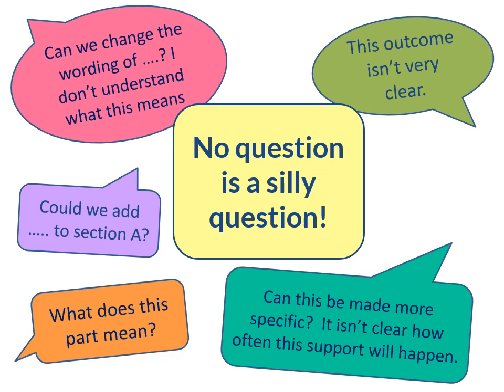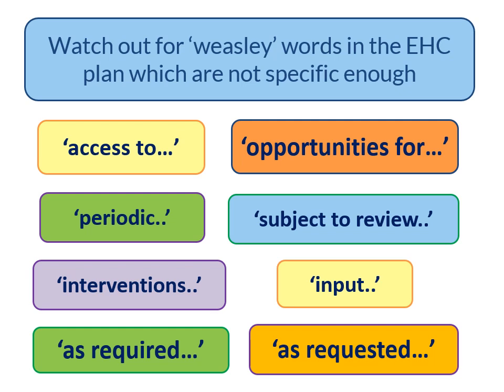The SEND Code is also clear that an EHC plan needs to be specific. For example, the recommended support should state exactly what the support is, who will be offering it, when your child will have that help, and for how long. So watch out for weasel words in the plan, like "access to," or "opportunities for," or "as required," which are not clear and specific enough.